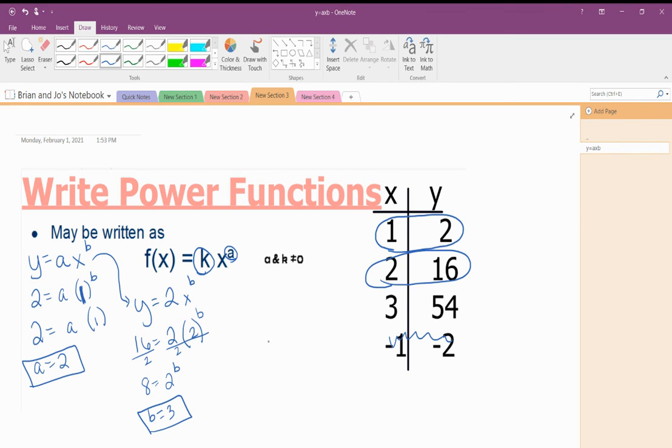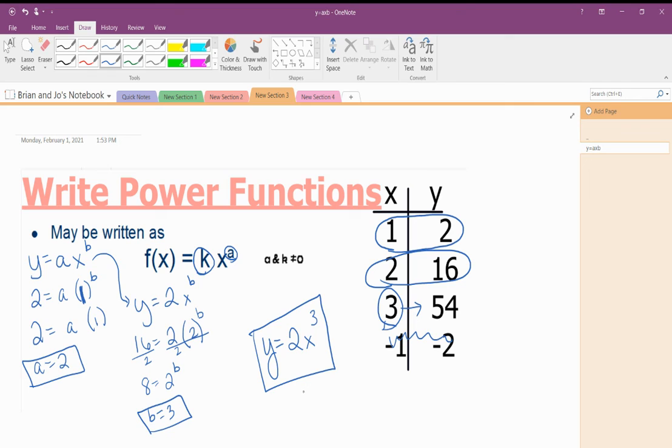So then your last job is to go ahead and write that power function. y equals, the leading coefficient is going to be a 2. x is going to be raised to the third power. And you could always test any of these other ordered pairs. If you plugged 3 in for x, let's see what would happen. That would be 3 cubed, that's 27, times 2 is, yep, 54. It works. All right, there's your power function.